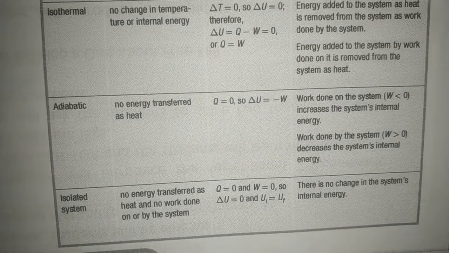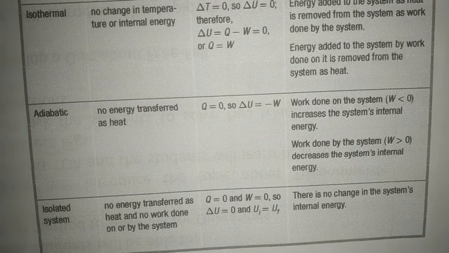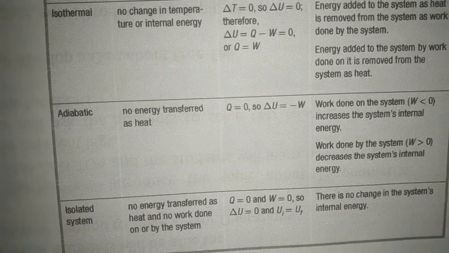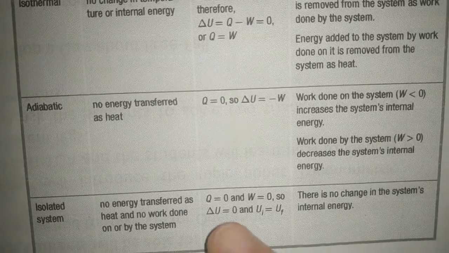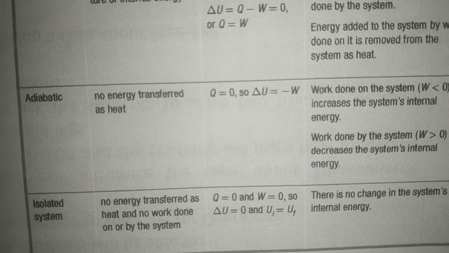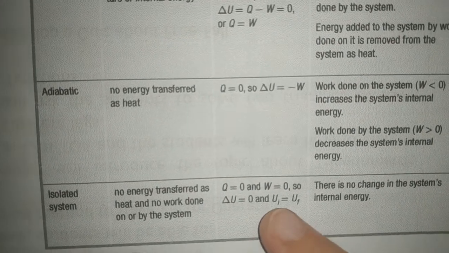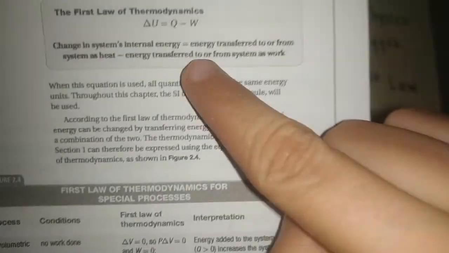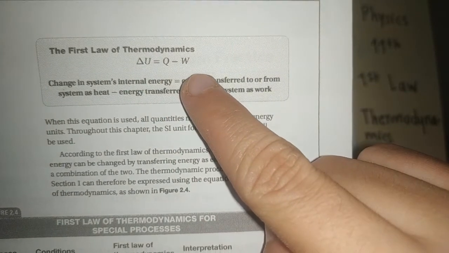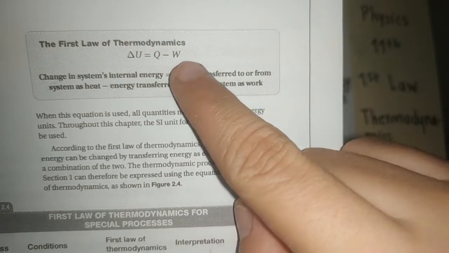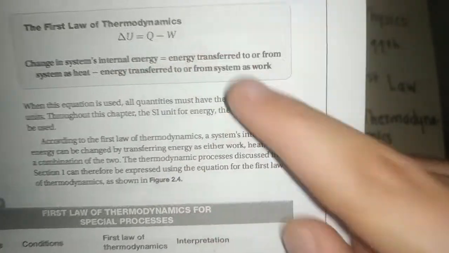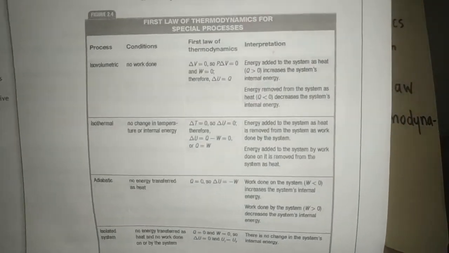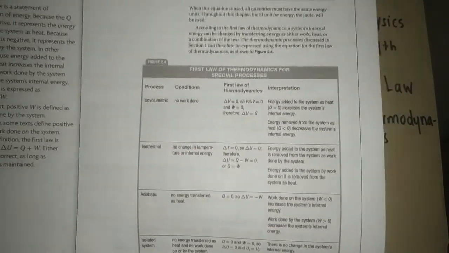It depends on the word problem. And the last one means that there's no change in the system's internal energy because no energy is transferred as heat, so heat will be 0. As you can see over there, Q equals 0. And no work is done on or by the system, so W is 0. So delta U will also be 0 because the main equation says delta U equals Q minus W. So if Q is 0 and W is 0, delta U equals 0. Okay, that's an isolated system. And when are you going to know if you're going to use one of these processes? According to the word problem.